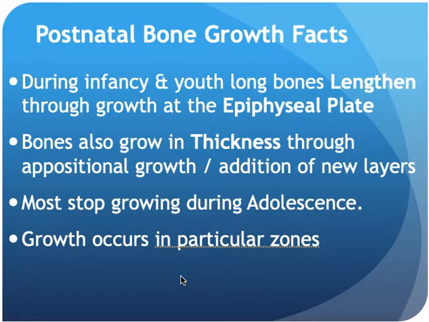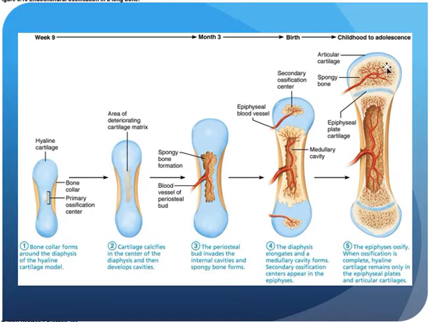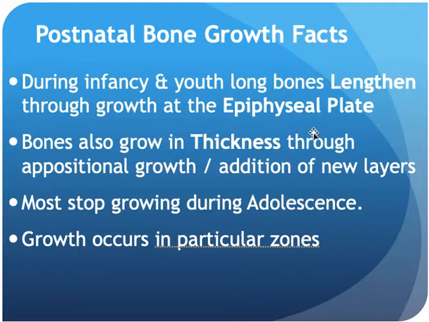Because when you look at that picture back here, once we create this whole little bone in the shaft and bone on the ends, this is the only part that this bone is going to continue to lengthen from. Okay, so that's what they mean. It's going to grow in particular zones.